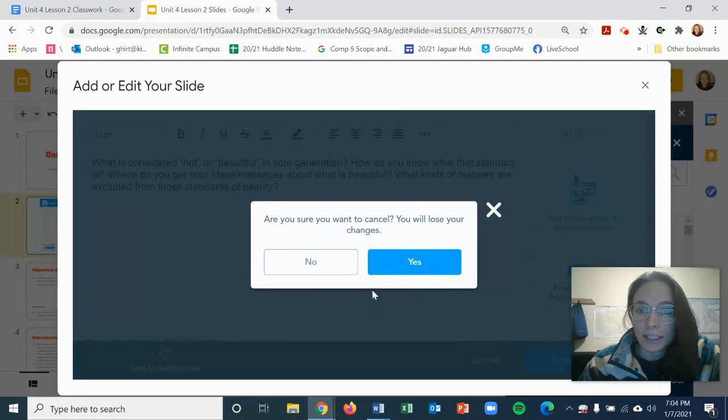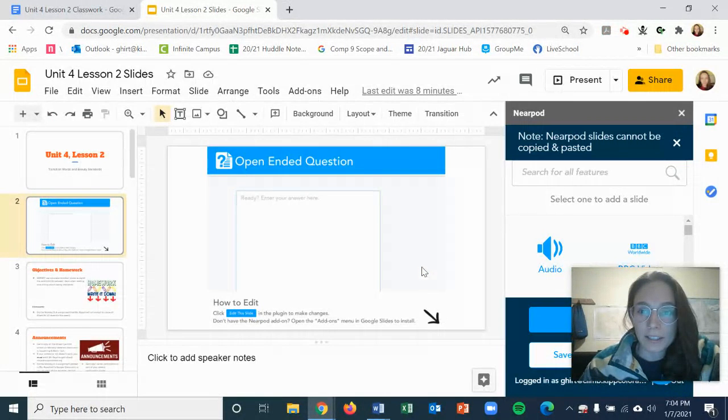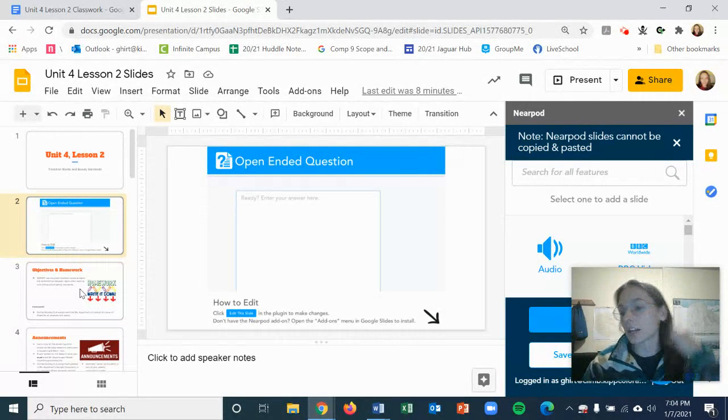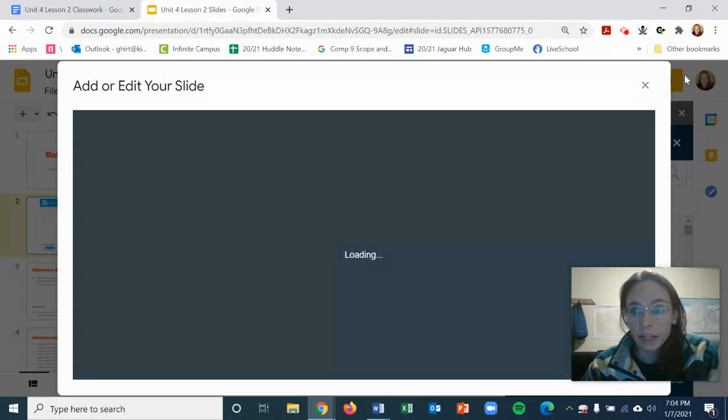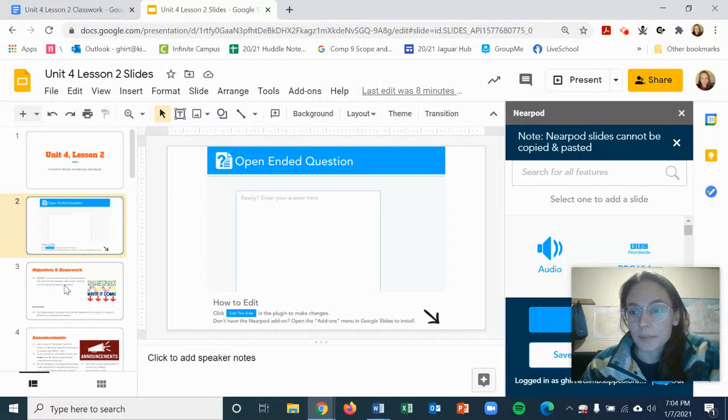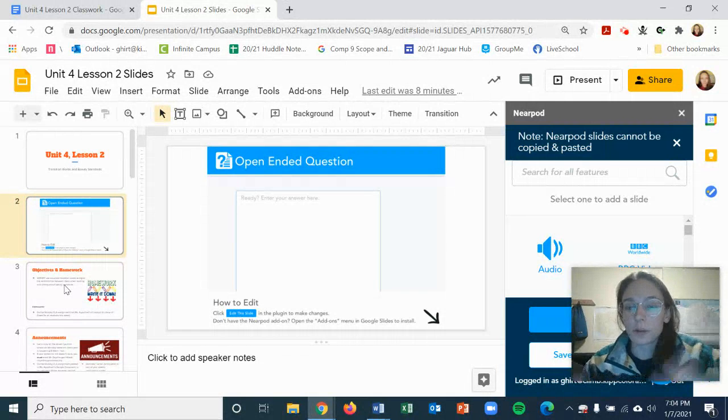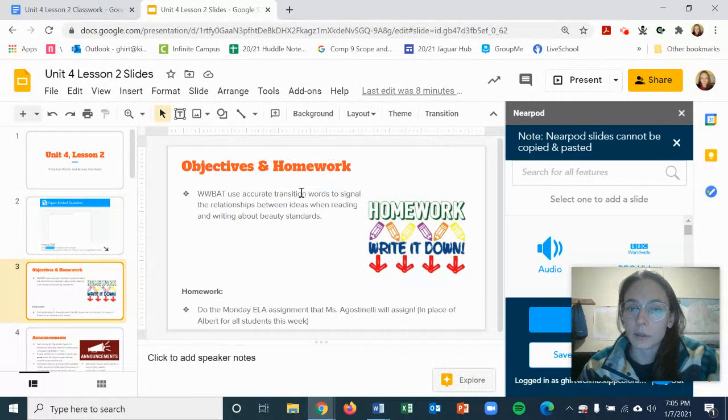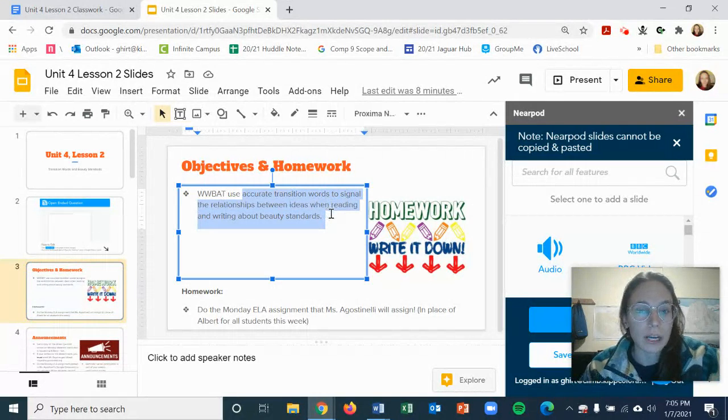Okay. So that's kind of the topic that we're talking about. It's a major topic in The Bluest Eye, the book that we're going to be reading. So think about standards of beauty. We're going to read an article about a certain aspect of that today, and also learn about transition words. Here's our objective: we will be able to use accurate transition words to signal the relationships between ideas when reading and writing about beauty standards.